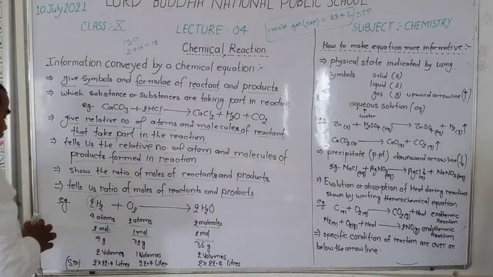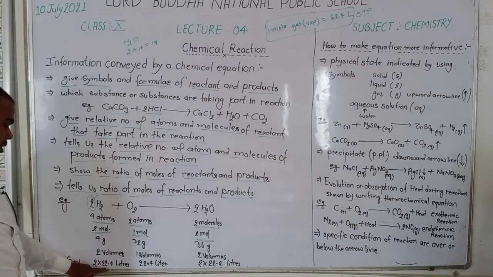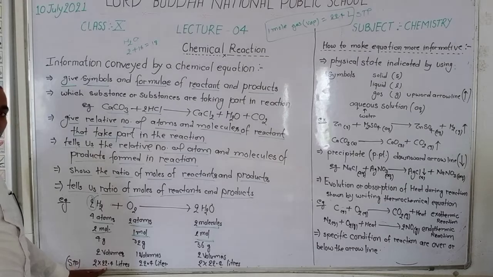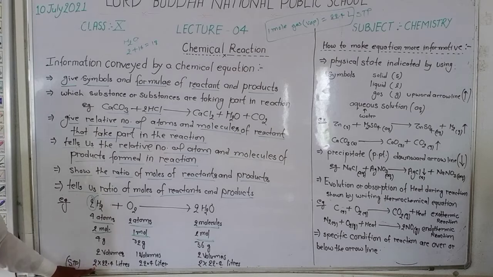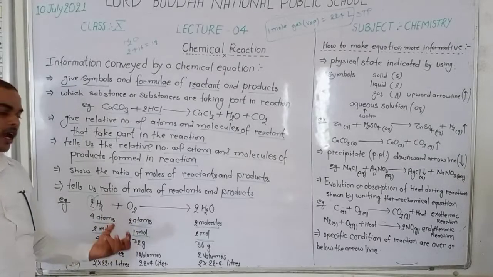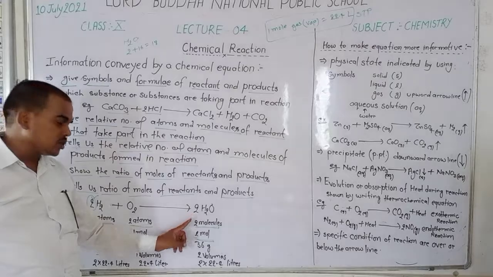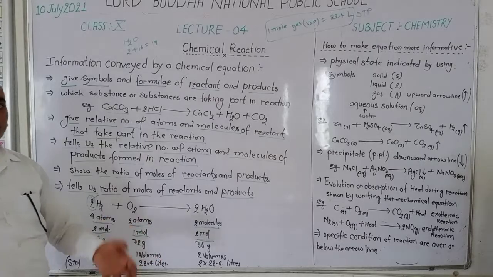So that means here 2 volumes is 2 into 22.4, because every mole of gas contains 22.4 liter. Here 2 moles means 2 into 22.4 liters of hydrogen gas, and here 1 mole means 22.4 liters of oxygen gas react with each other and produce 2 moles, that means 2 into 22.4 liters of water as a vapor. Okay.